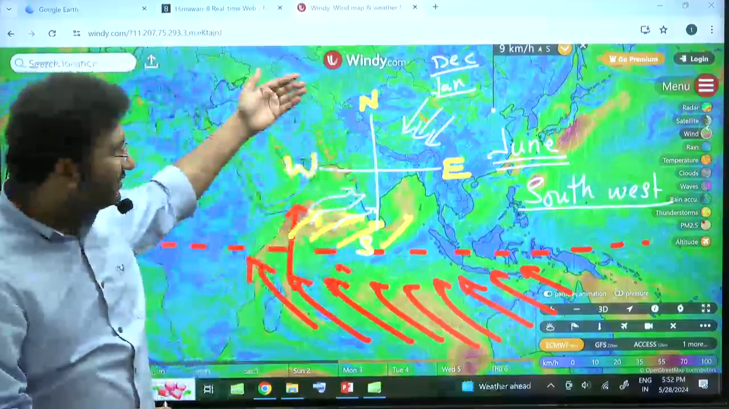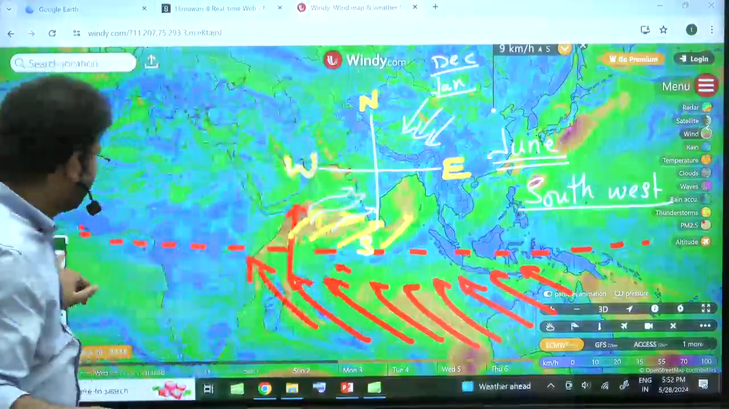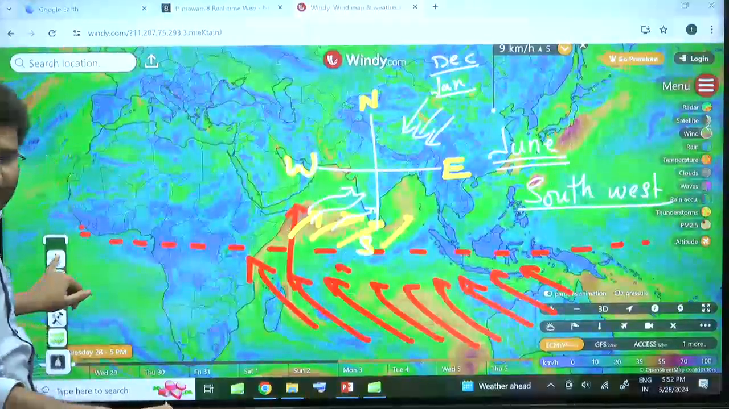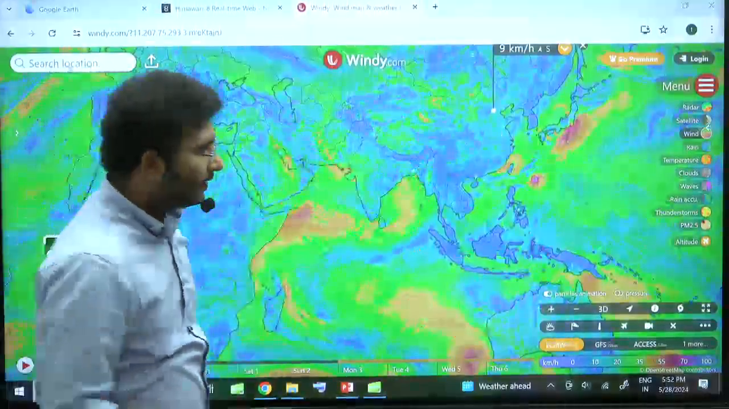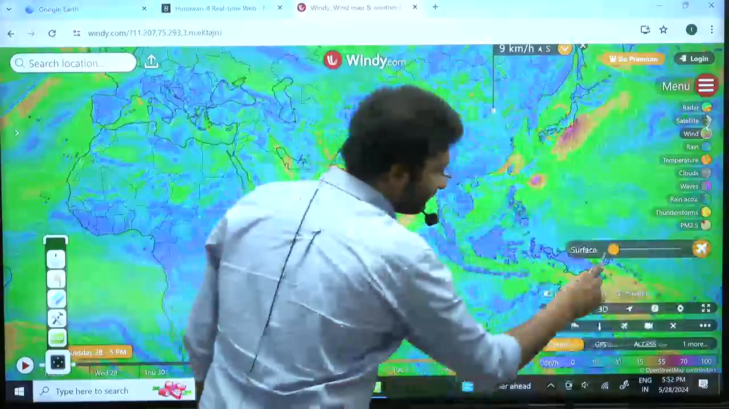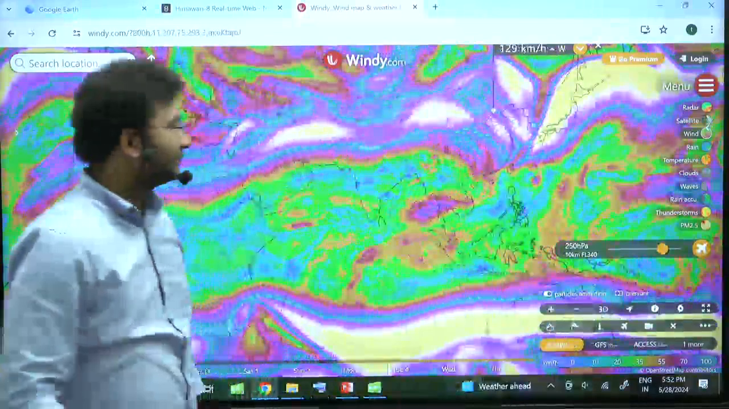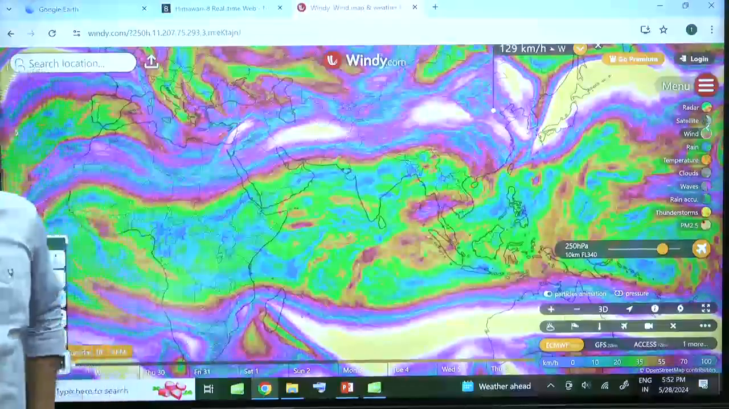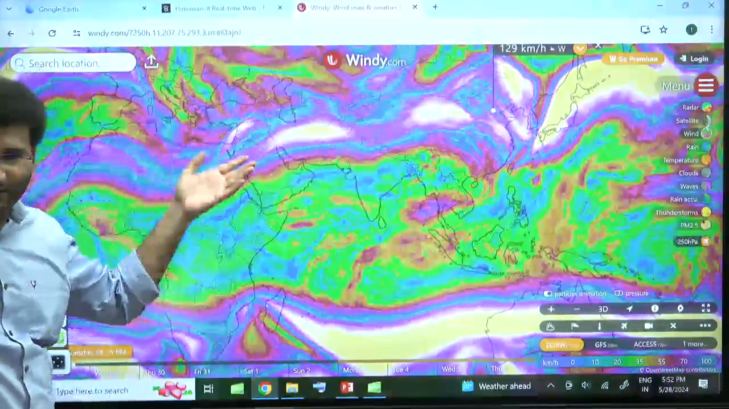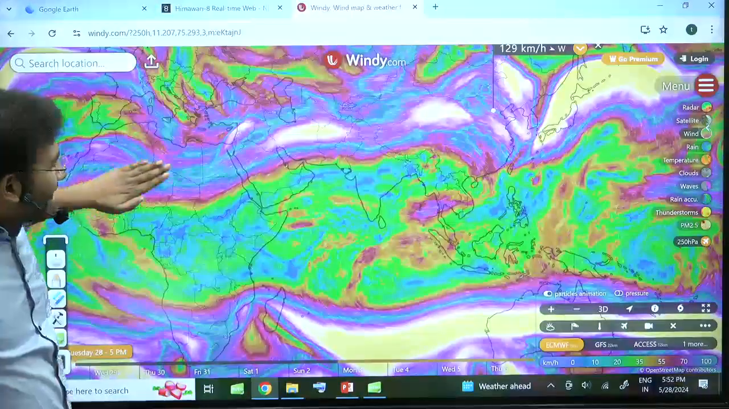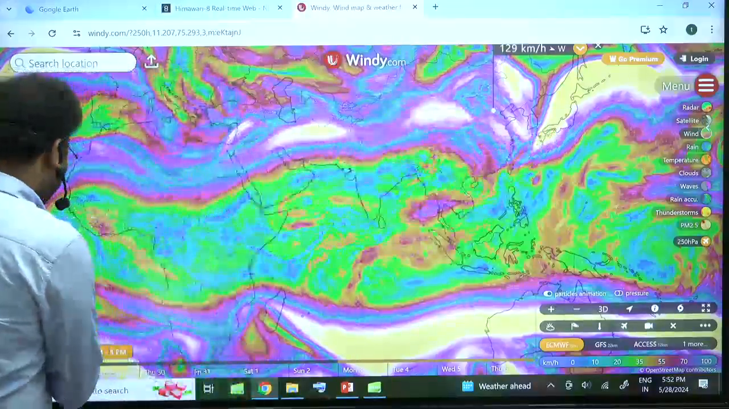Now, look here. These are surface winds. If I take you to the upper atmospheric winds, okay? See, I'll be taking off this. Try to remember the winds, how they are traveling now. I'll take you to an altitude of 10 kilometers. This is the real-time data. We have a pro version of Windy, so that's why I'm able to show you. Now look at the direction of the winds. Jet stream. Okay, this is the jet stream.